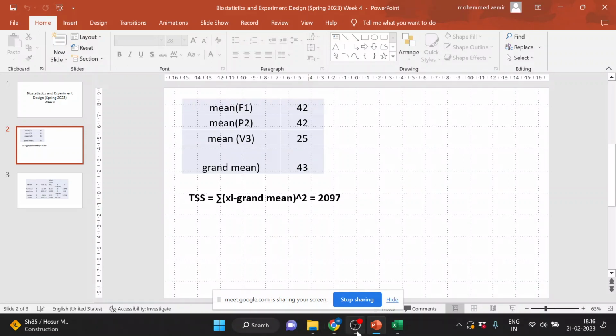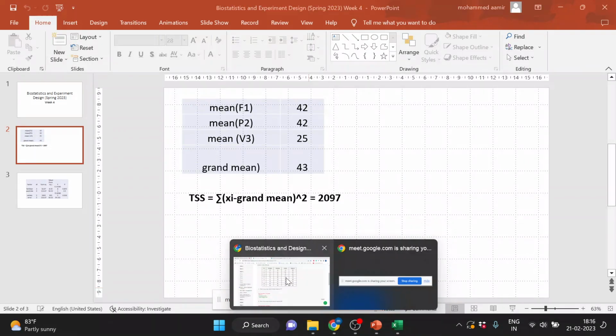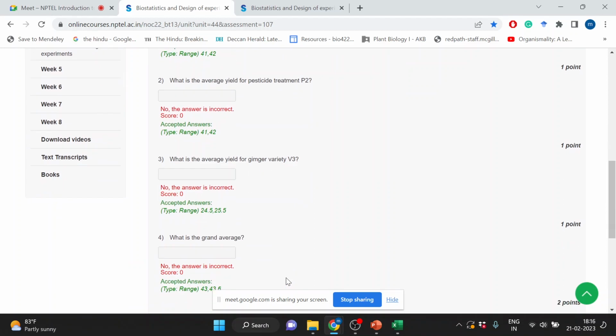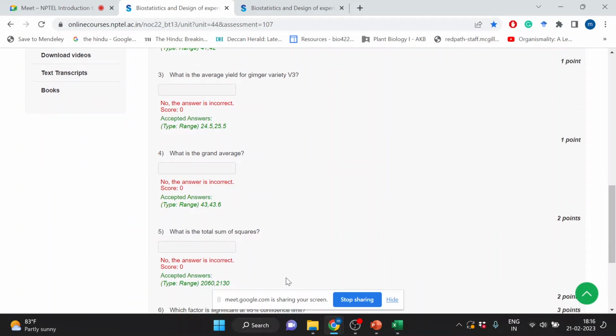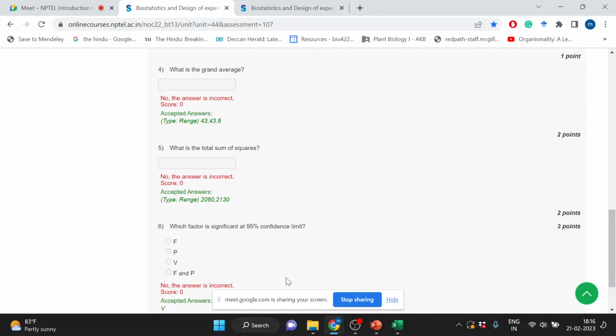The next question is regarding the grand average, we did that. The total sum of squares, we also did that. Now let's do an ANOVA. The last question is, you have to do an ANOVA for that. Which factor is significant at 95% confidence limit? Basically, the question means which of these factors, fertilizer, pesticide, or variety, affects the gingerol levels under a 95% confidence limit.